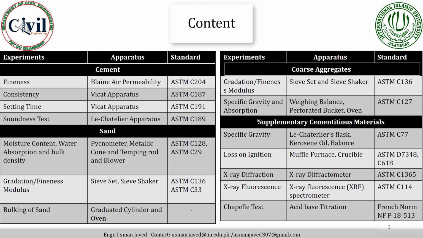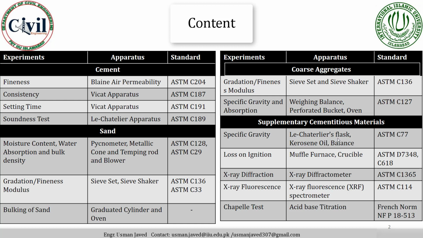And lastly, we will discuss the supplementary cementitious materials, which are nowadays a very prime constituent in modern concrete, used to enhance the properties of concrete. Like we have fly ash, ground granulated blast furnace slag, or silica fume as a cement additive in concrete. So, in order to have the concrete properties enhanced in the modern concrete industry, we need to have all these materials in a concrete mix.